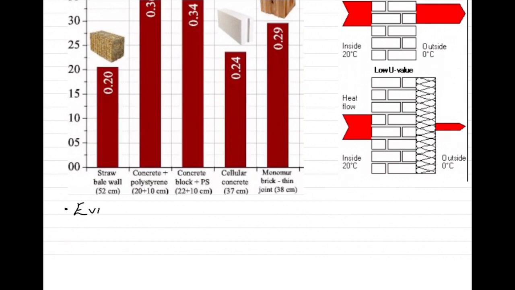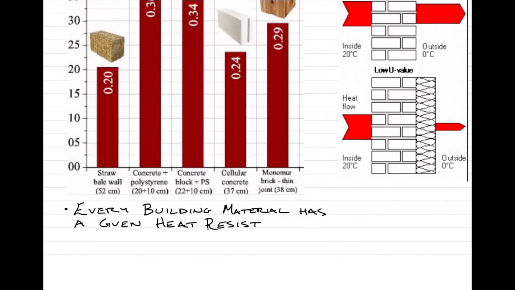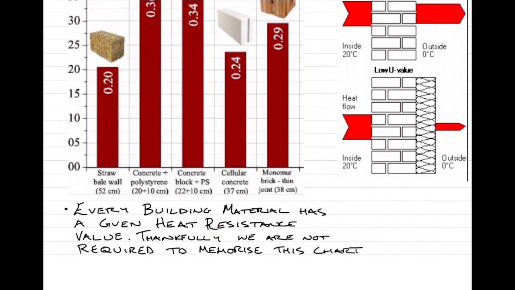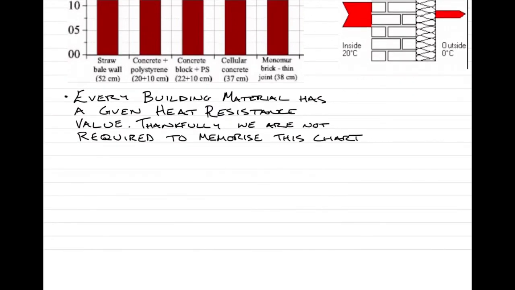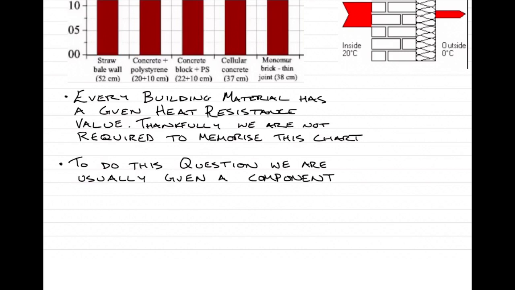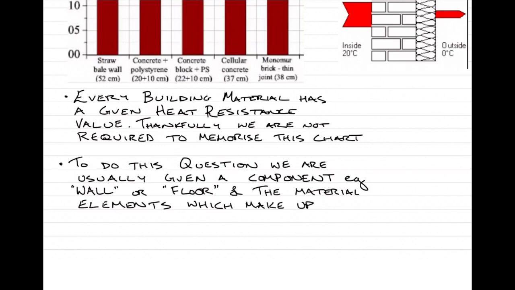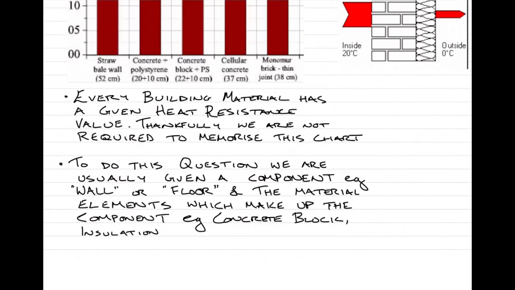So every building material has a given heat resistance. Thankfully, we don't have to memorize the table as they always give it to us in the question. To do this question, we are usually given a component, a wall or a floor, and the material elements which make up that component. Example, concrete blocks, insulation, plasterboard.